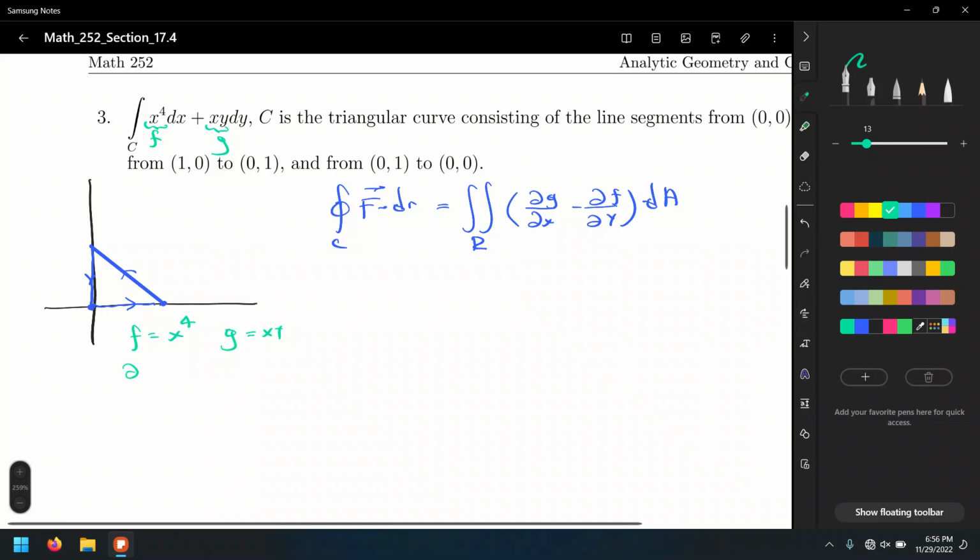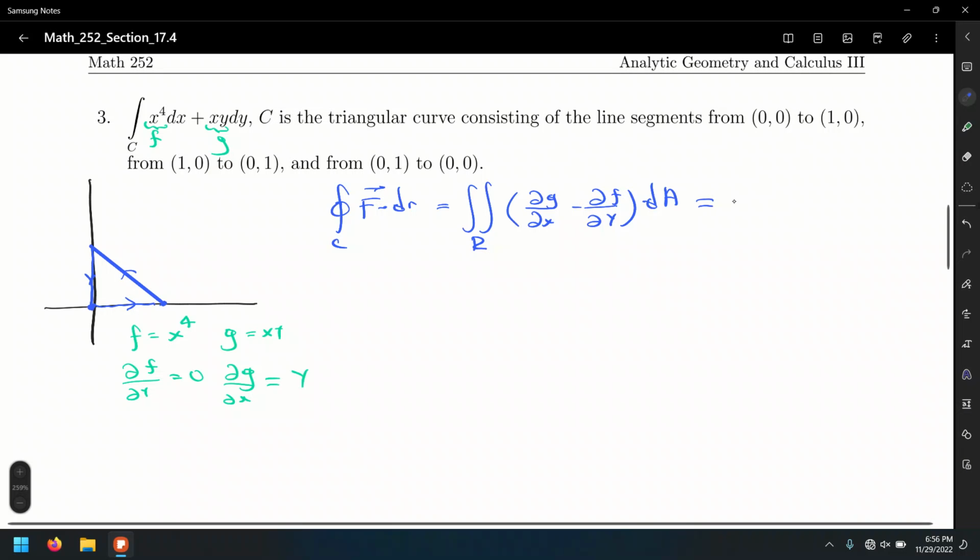That means the partial of f with respect to y is actually 0. And the partial of g with respect to x is y. And we will evaluate this integral right here. So let's replace the corresponding partials. So that's the double integral of y minus 0 dA over R, and that's in this case y dA.